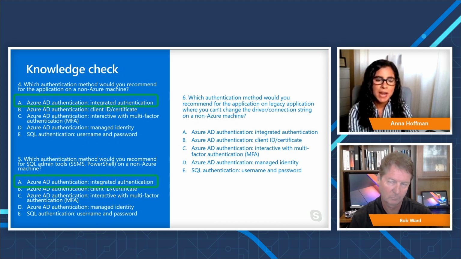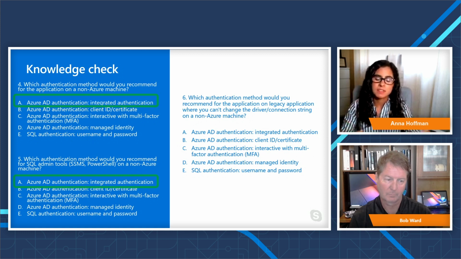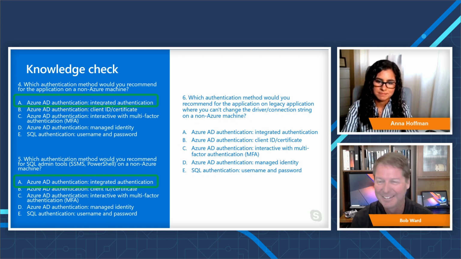Yep. And I think what happened with 4, the reason we saw so many Bs, just to reiterate, is that if you assumed this was not a domain joined or federated machine, then A would not be possible. Exactly. So you could do B. It's very possible. So if people said B, I think that's a valid answer, because if it's not domain joined, they'd have to do B, right? Yep. But you can't do B in number 5.